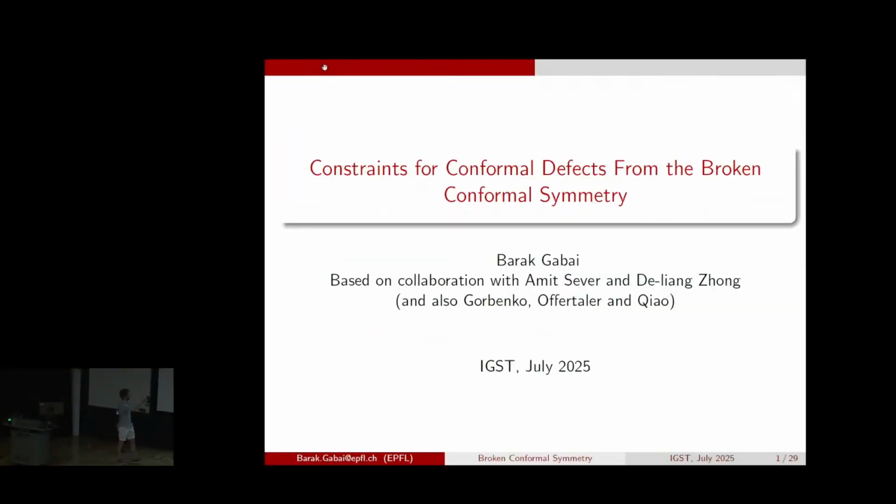Most of the talk will be based on collaboration with Amit and Deliang, but one of the examples that I'll cover in more detail will be based on work with Victor, Ben Deguz, and Jieshin.